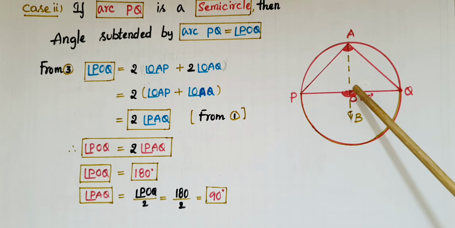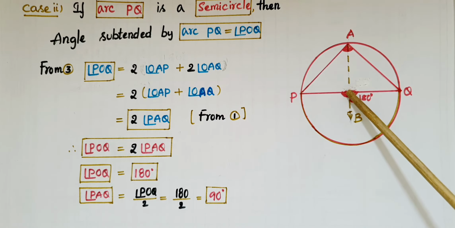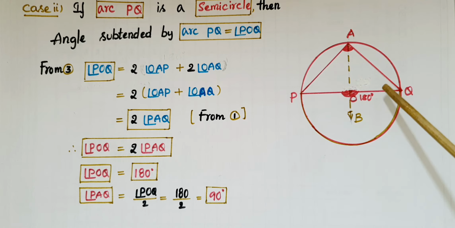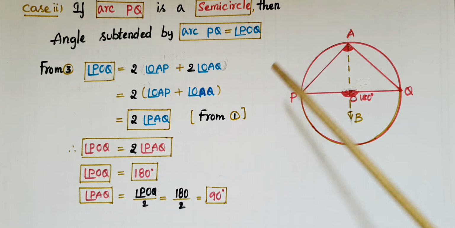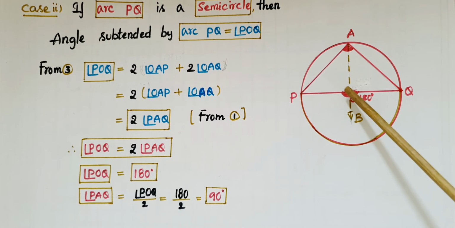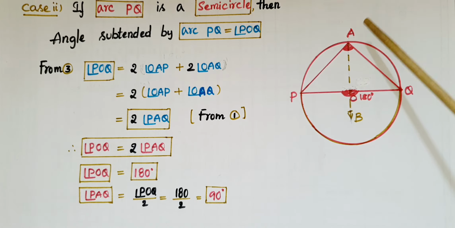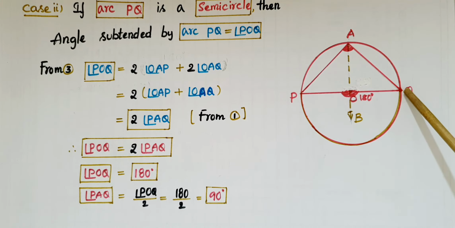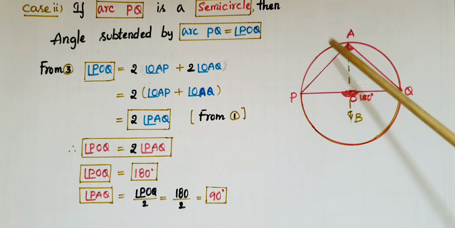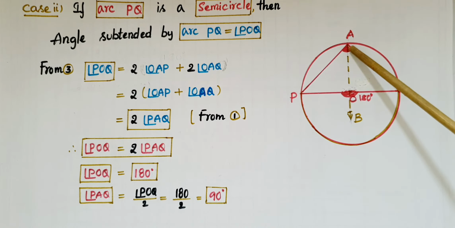So the angle subtended at the center of the circle by semicircle PQ is twice the angle subtended at any point on the circle. So in this case also angle POQ is equal to 2 times angle PAQ, and here in this semicircle POQ is equal to 180 degrees. So angle PAQ is equal to angle POQ by 2, that is 180 by 2, that is 90 degrees. So this angle is 90, this is 180, so this angle is 90 degrees.